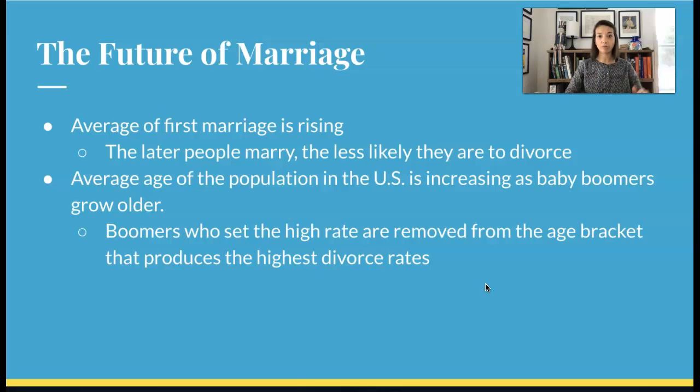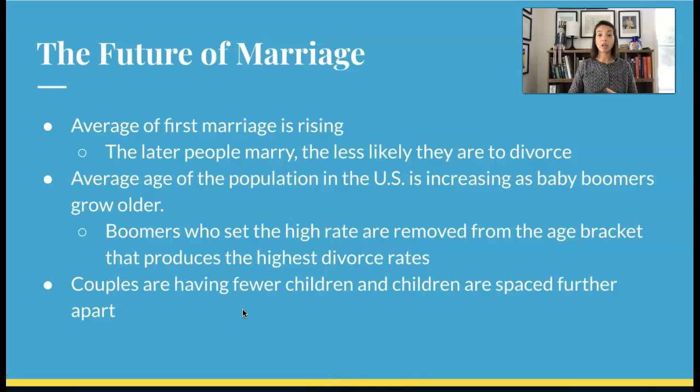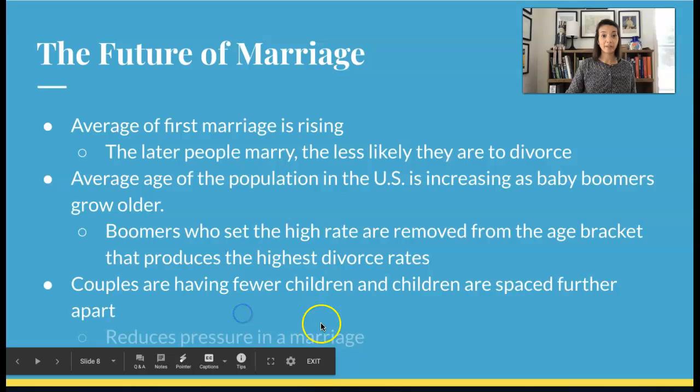So they've kind of already been through that period in their life, so they're either staying married or they've already been divorced. And then couples are having fewer children and children that are spaced further apart. So not only are couples not having 4, 5, 6, 7, 8, more children in their marriage, the children that they are having are further apart in their age range. So maybe they're 3, 4 years apart instead of being maybe 10 months and 18 months apart. Okay, and so this reduces pressure in a marriage.